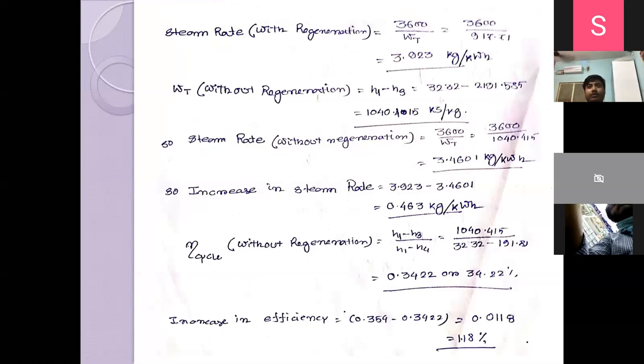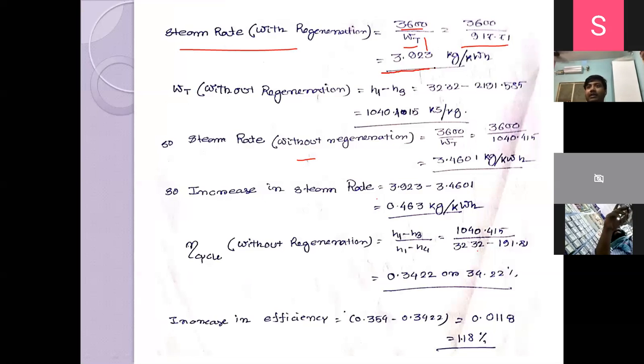Now, next portion. We will find out the steam rate, with regeneration and without regeneration. Now steam rate with regeneration will come 3600 by WT with regeneration. With regeneration, we have got WT as 917.71. So it will come 3.923 kg per kilowatt hour. Okay, meaning for 1 kilowatt, 3.93 kg steam is needed.